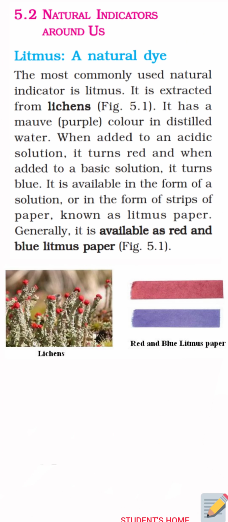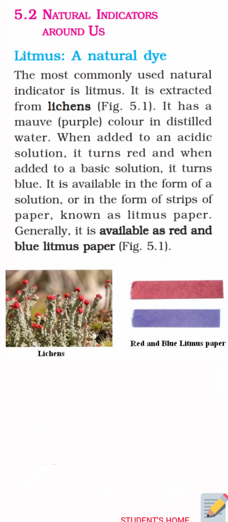Okay class, now we will learn about a natural indicator. The first heading under this is litmus, a natural dye. The most commonly used natural indicator is litmus. It is extracted from lichens, and as we all know, lichen is a symbiotic structure of algae and fungi. It has a mauve, that is purple, color in distilled water. When added to an acidic solution, it turns red, and when added to a basic solution, it turns blue.